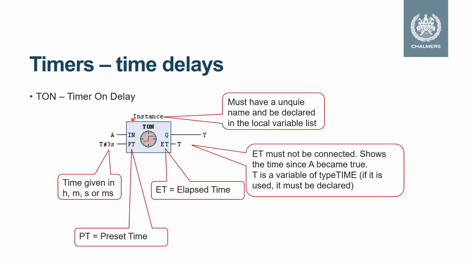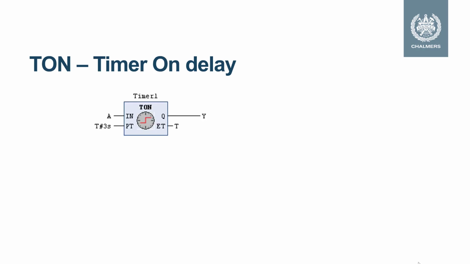I will show how this block works. Here is my T-on block. I have given it the name timer1. I have the preset time, 3 seconds. I have an input here, A, and the output Y. And I'm measuring the elapsed time in the variable T. The input A and output Y need to be booleans.